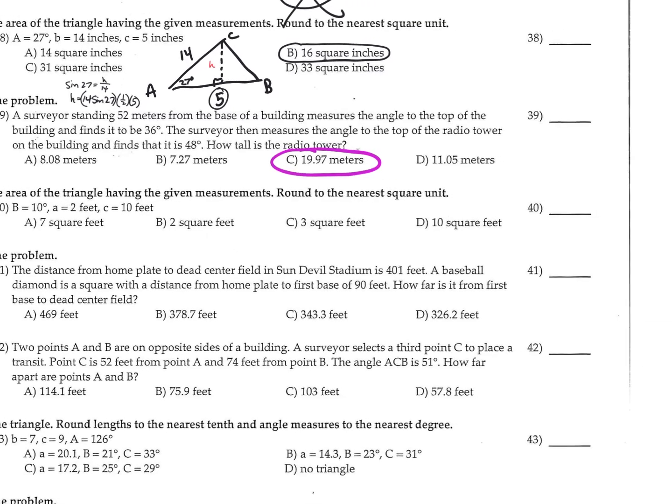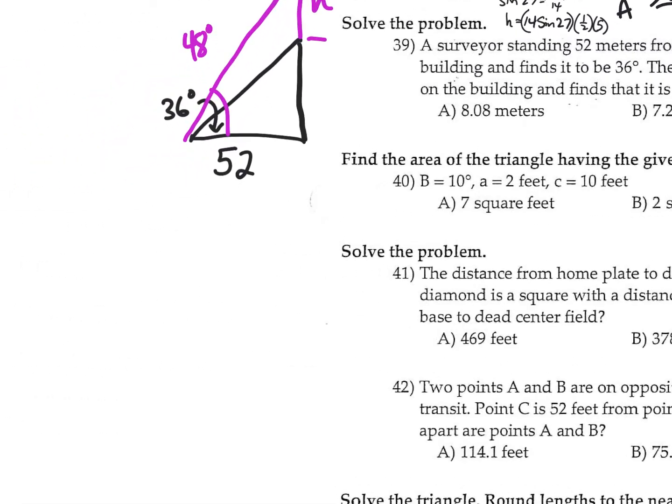Last one here, we want to try to find the area of a triangle with given measurements. They tell us that, again, I'm going to draw a picture here. Angle B is 10 degrees, relatively low. Let's make sure we label here. This is going to be A and C. A is 2 and C is 10.